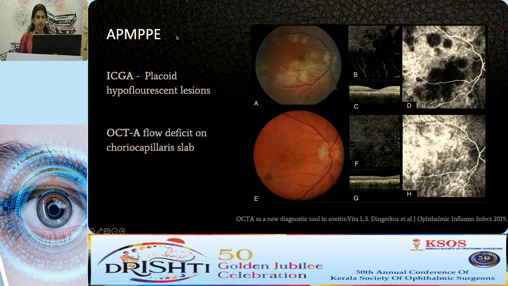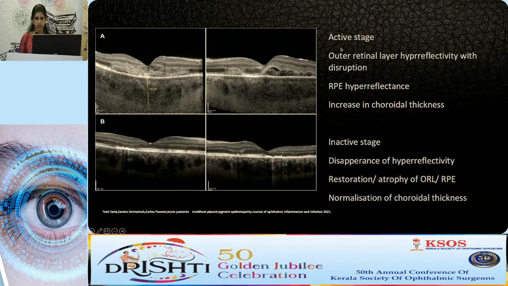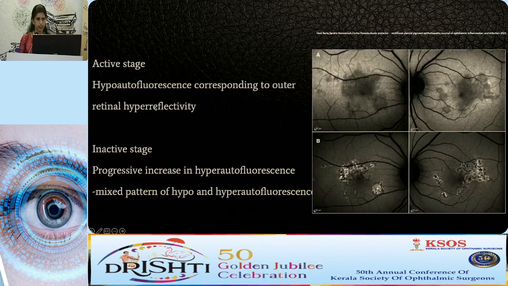Then in APMPPE, you have the larger placoid lesions here. And on OCT angiography, you have flow deficit on the choriocapillaris. These are multiple flow deficit areas here on the choriocapillaris slab. The ICGA will show you placoid hypofluorescent lesions. In the active stage on the OCT, you have outer retinal hyperreflectivity with disruption and RPE hyperreflectance and an increase in the choroidal thickness.